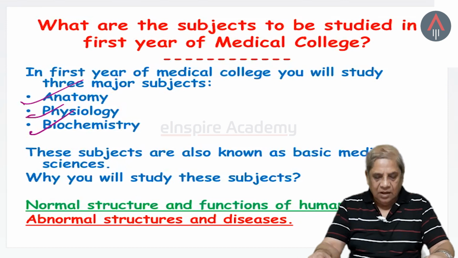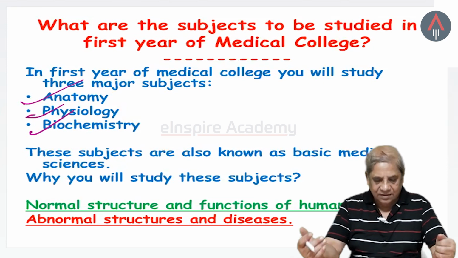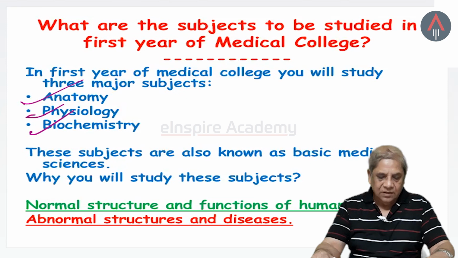When we look at the subject of anatomy, this is the subject which will tell you how our body is constituted, what is the structure of our body, and the different systems of the body, for example respiratory, cardiovascular, nervous system, and many other systems. What is the structure of the muscles, nerves, vessels, and organs. So this subject will tell you about the structure of the human body.